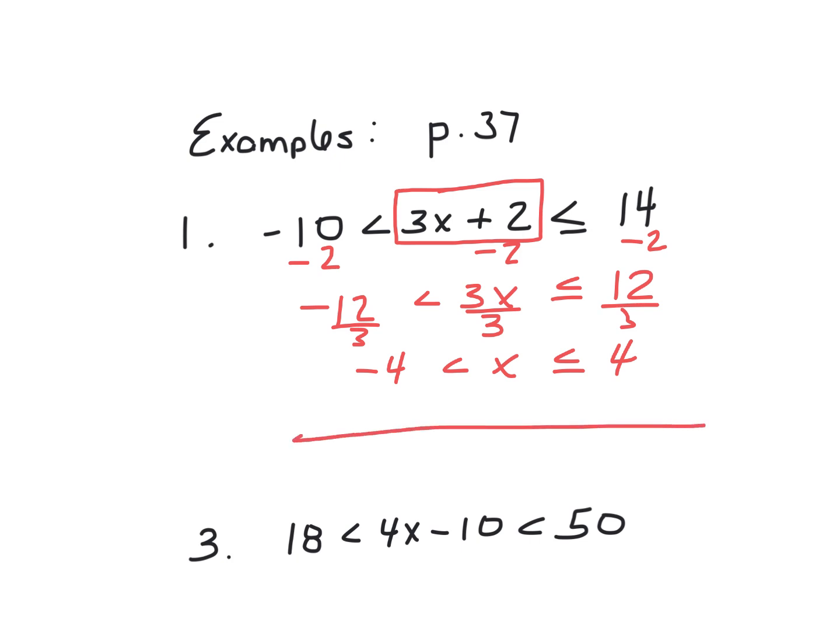This is a tweener, so I'm going to have an open dot at negative 4. I'm going to have a closed dot at positive 4, and everything in between.